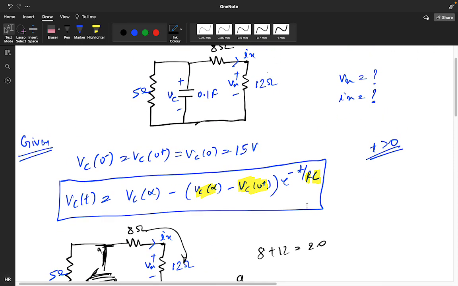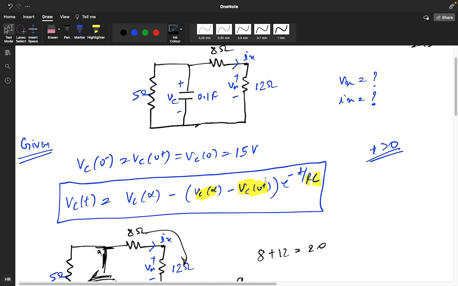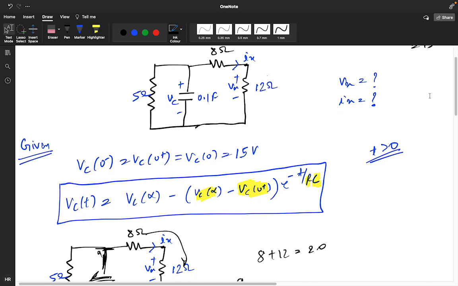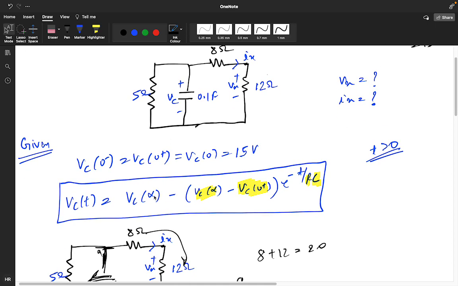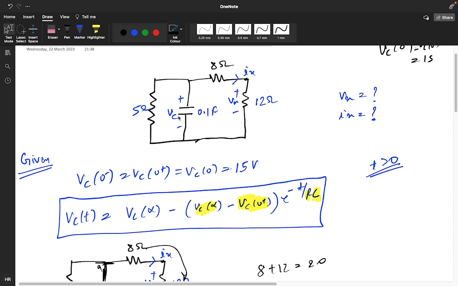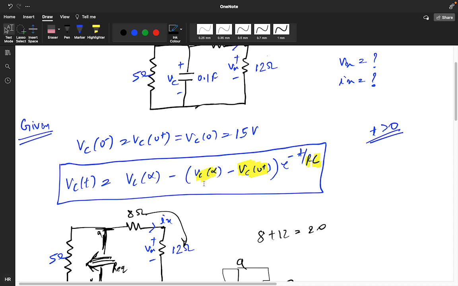So what I did, we know the value of Vc(0+), that is 15. We have to find the value of Vc(infinity), and we know that there is no source. So at infinite time, this capacitor will discharge. It discharges the current from here. The voltage will completely vanish, and you will get the voltage 0 at infinity. So we know the value of Vc(infinity) is also 0.